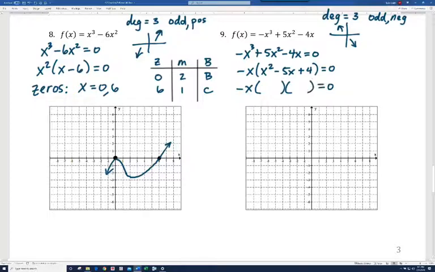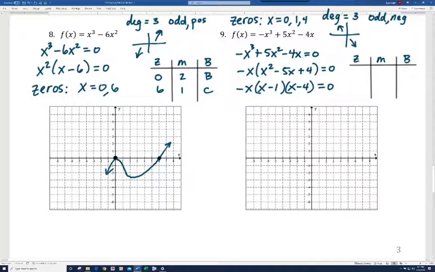So I'm going to go ahead and set it up. I know that I'm going to have x and x here, and I need two numbers that multiply to 4 and that add up to negative 5. And so the numbers that work there are going to be negative 1 and negative 4. And so we're going to get zeros of 0, 1, and 4. Let's go ahead and do a ZMB chart.